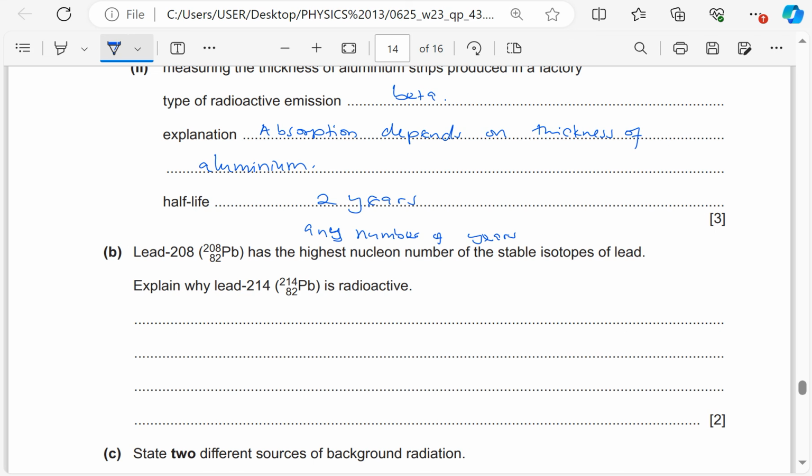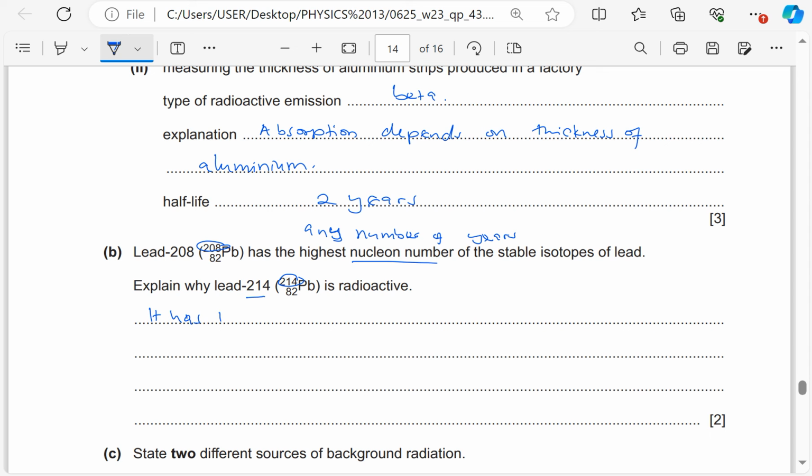Then, lead has the highest nuclear number of the stable isotopes of lead. Explain why lead-214 is radioactive. There's lead-208 and lead-214. Just look at the nuclear number, which determines the proton number. So lead-214 has many more neutrons, which makes it extremely unstable. This one is 214, the other one is 208. So this one has too many neutrons.